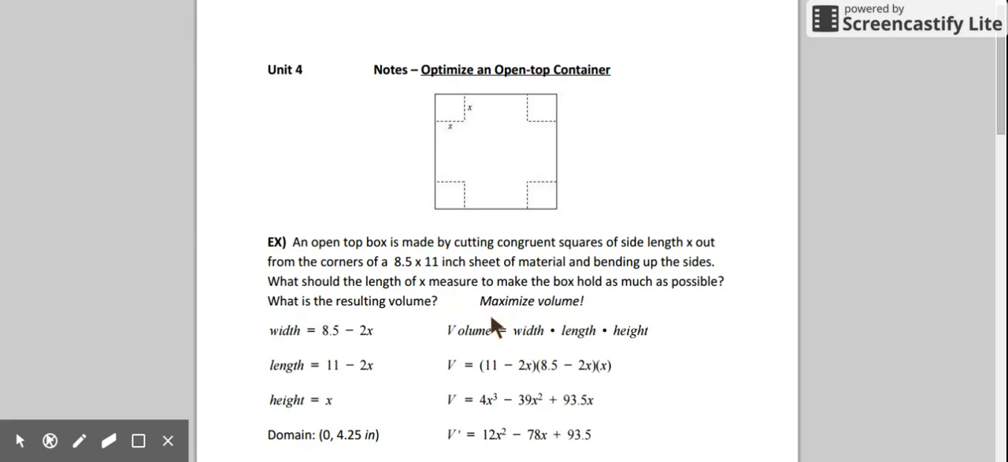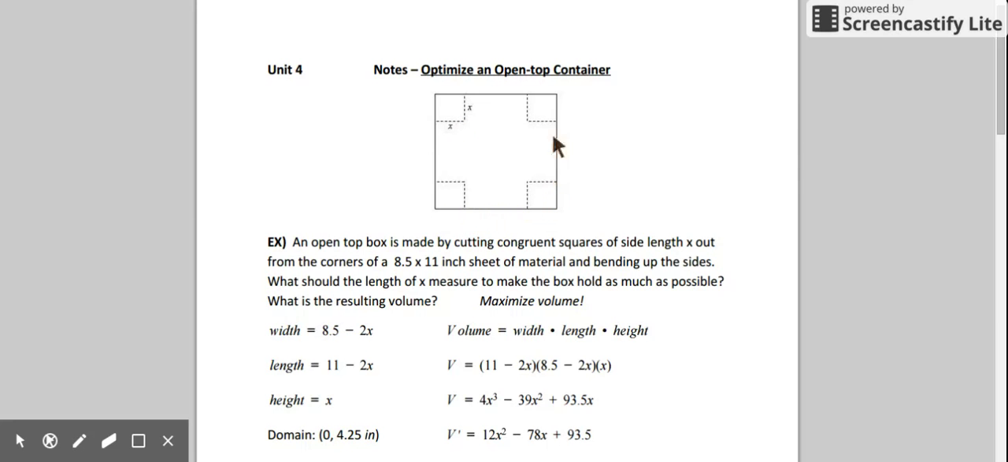So we know we want to work with the volume formula of a prism or a rectangular solid. So the volume is width times length times height. Well, how do we get those dimensions? If I'm cutting out a length here measuring x and a length over here measuring x, then I am taking away two x's from my width and from my length. My width is 8.5, so if I do 8.5 minus 2x, that would be my resulting width right here.